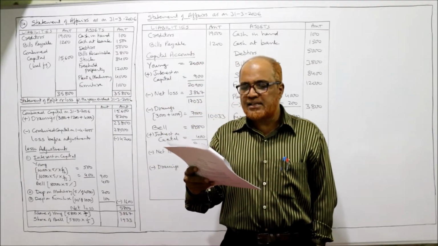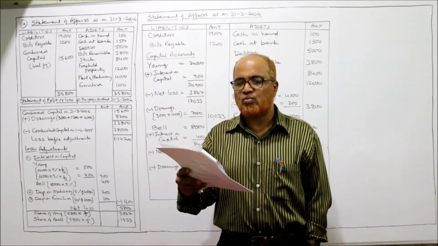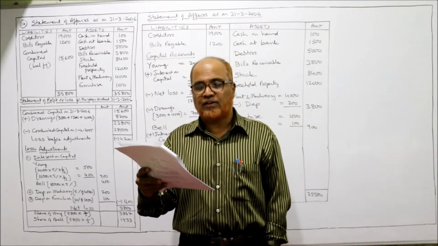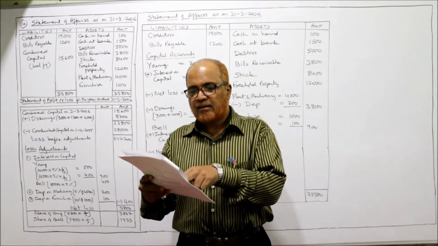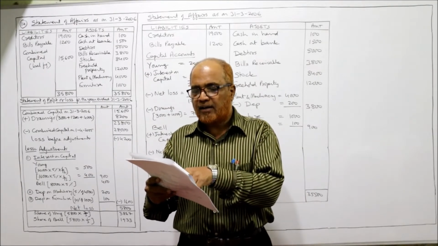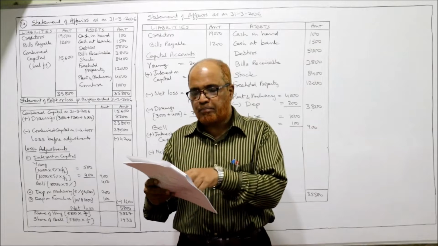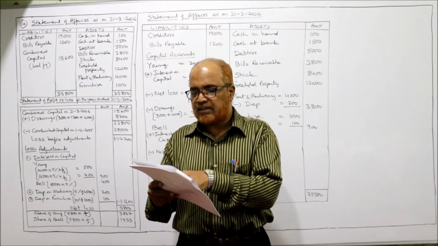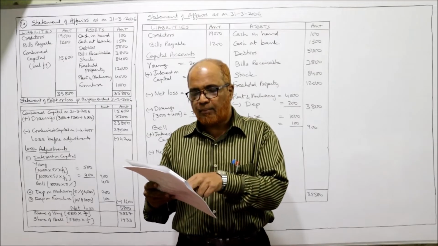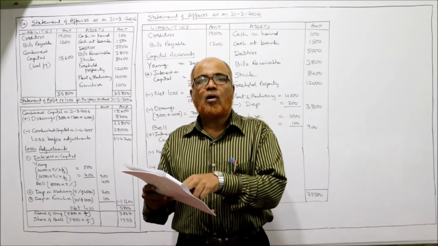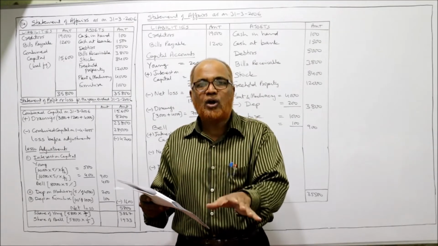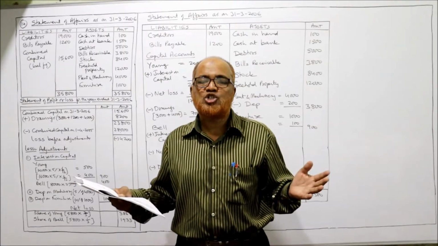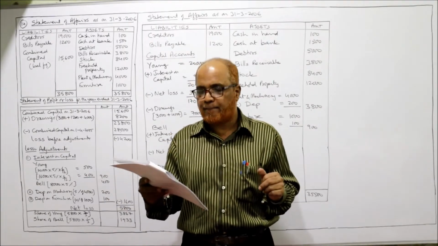Now the position as at 31st March 2006 was as follows. End of the year: cash at bank 1,500, cash in hand 100, sundry creditors 19,000, bills payable 1,200, sundry debtors 5,000, bills receivable 3,800, stock on hand amounted to 8,400. All the assets and liabilities at the end of the year are given, so we can make the statement of affairs at the end of the year.